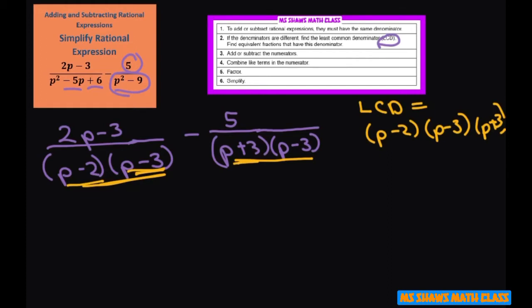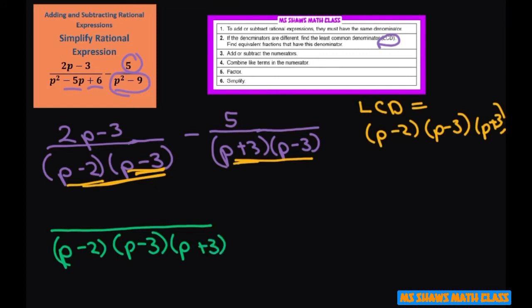All right, now we're going to put that under each piece. So we have p minus 2 times p minus 3 times p plus 3. All right, our numerator is 2p minus 3. Now compare the denominators. What's missing is this one. So we had to use this, so we have to also multiply. If we multiply the denominator by p plus 3, we also have to multiply the numerator by p plus 3, or you're changing the whole equation.